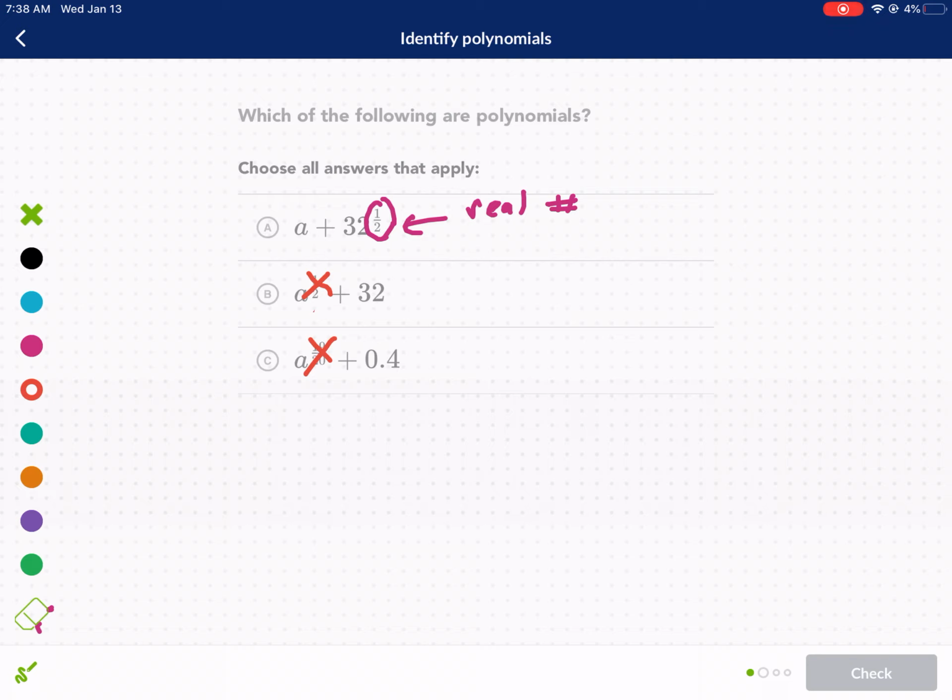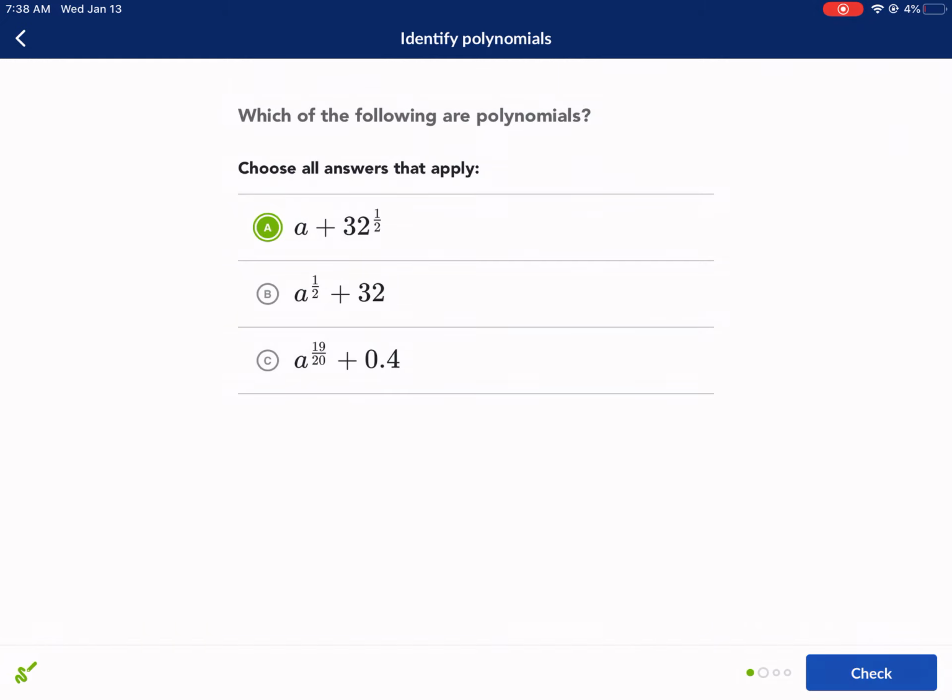But here we have a to the first power. That's a to the 1. That's fine. That's a real number right here. It's not a variable, so that's fine. So A can be our answer here, but not B or C because we have a variable raised to a fraction, and it's got to be a whole number for our variables. I don't know if I said that in the first question, but it has to be our variables.